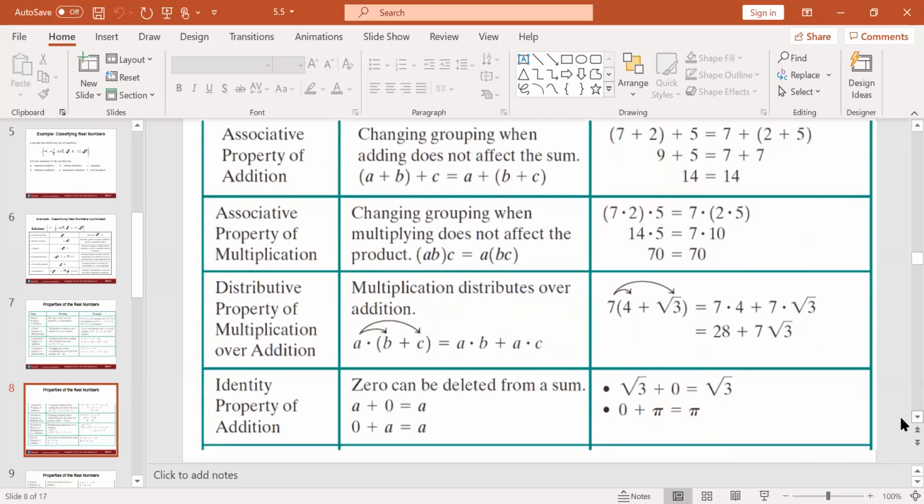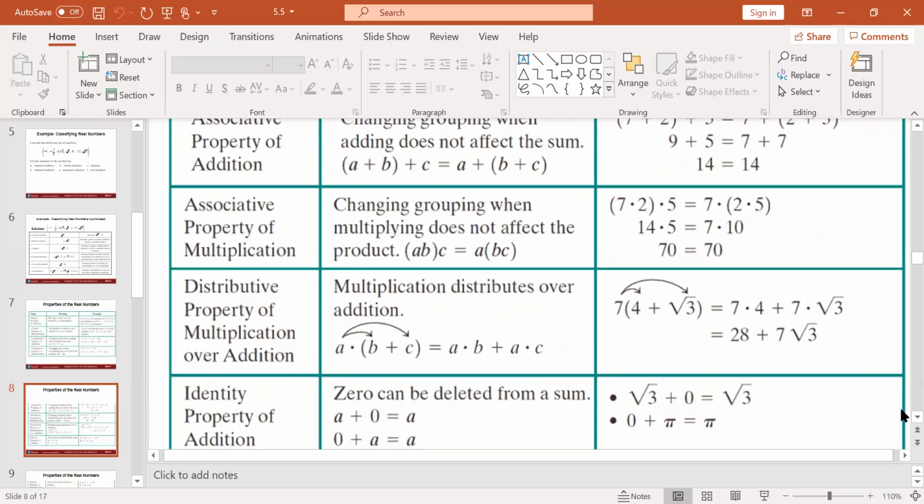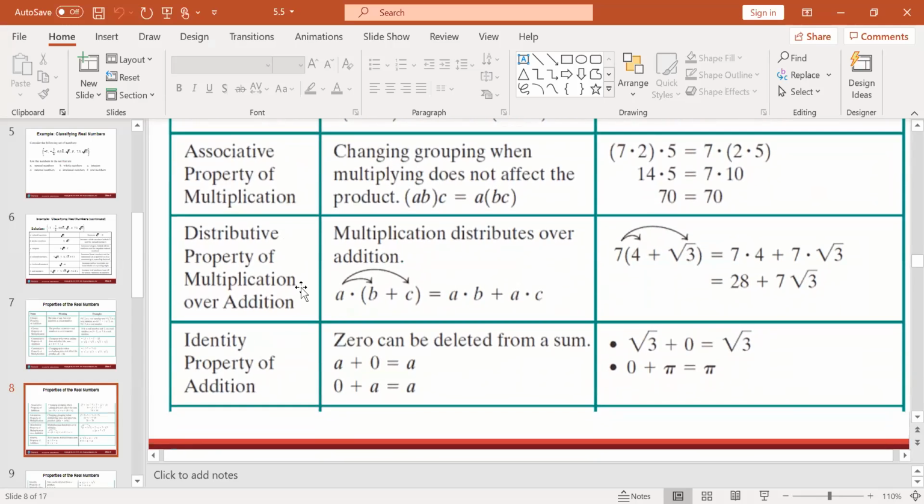So lots of properties. The identity property of addition just says adding 0 to something leaves it unchanged. It's the identity, meaning it maintains the original identity of the number you're starting with. Adding 0 does not change the value. It retains the identity. Of course, you probably already knew that. You add 0 to something, you're not adding anything into the mix, so it doesn't change anything.